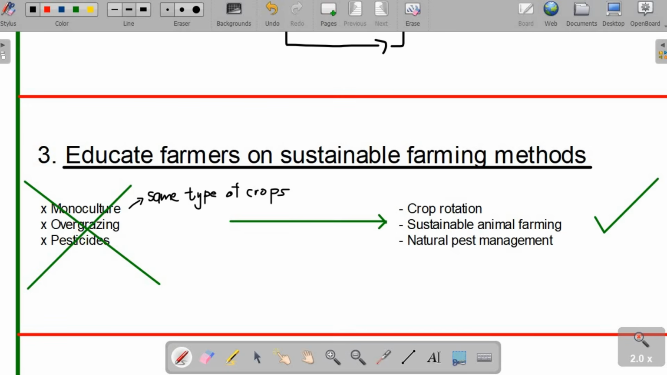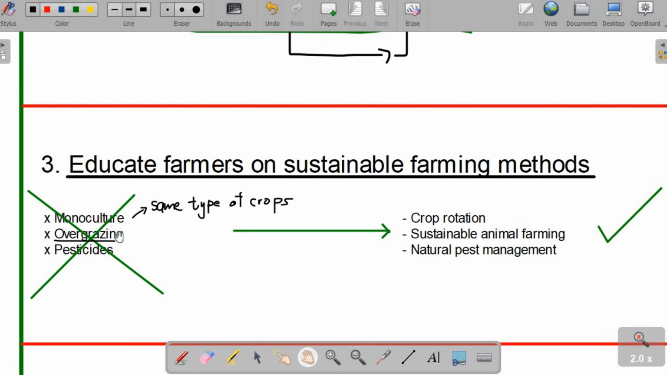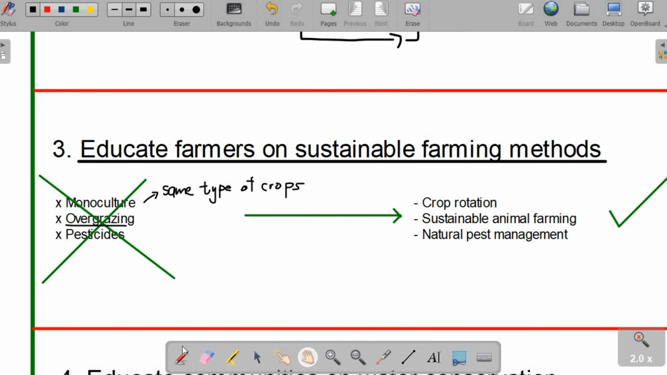You have overgrazing. We talked about overgrazing. That is, you rear animals, but your animals keep on eating at the same plot of land, and so of course that's going to make the land bare. So you have to try to ensure that you rotate where your animals graze.